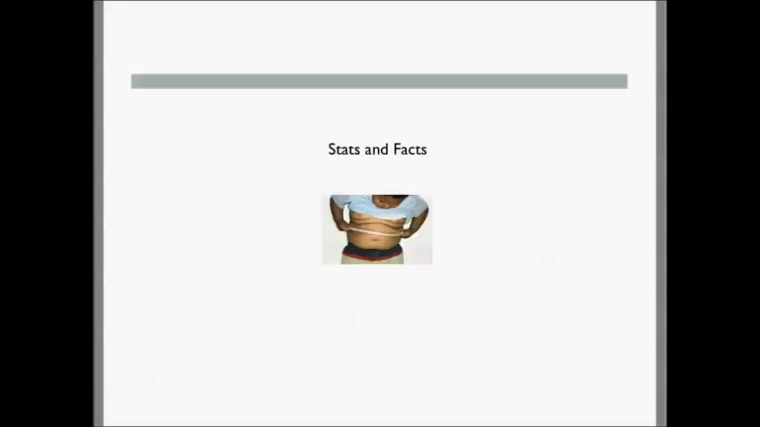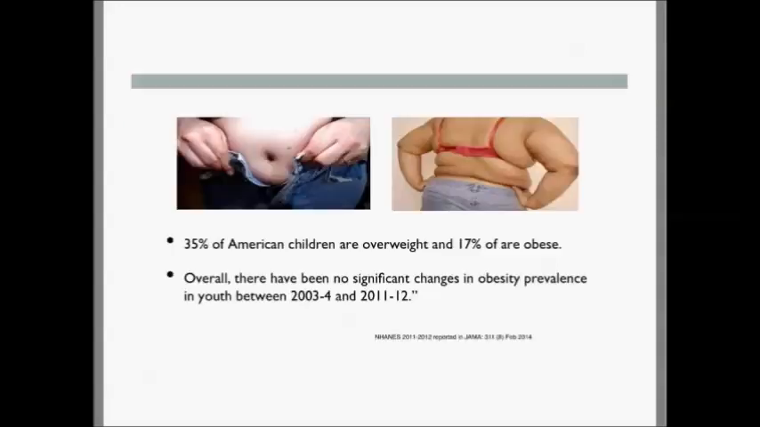Okay, so let's start with stats and facts. Some of this you may already be aware of, but we're in a crisis. There's no question about it. 35% of American children are overweight. 17% are obese. And the latest NHANES data, which was released in February of 2014 in JAMA, showed that there really has been no significant change in obesity prevalence in youth between 2003-2004 and 2011-2012.